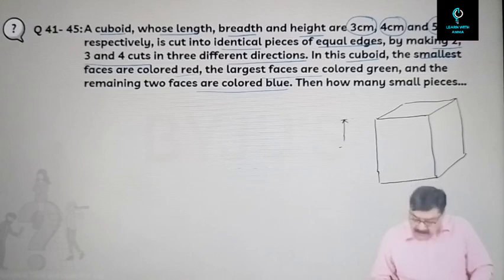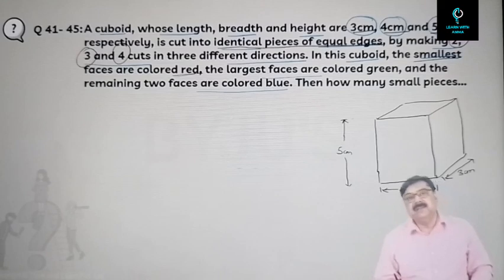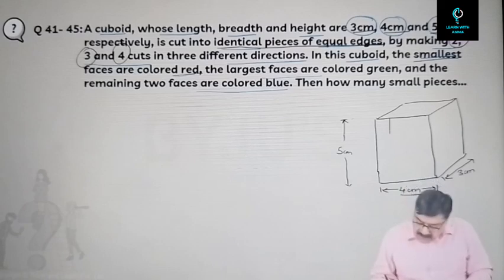Here, this is 5 centimeter length. This length is 4 centimeter. And the breadth here is 3 centimeter. Now we have to make 2, 3 and 4 cuts. As per this, we have to make sure that they are cut into identical pieces of equal edges. And the only equal edges that can come here for the small pieces shall be 1 centimeter. Because the number of cuts are given to us, this 4 centimeter should be divided into 4 parts. 3 cuts will divide this into 4 parts. So we'll make those 3 cuts.